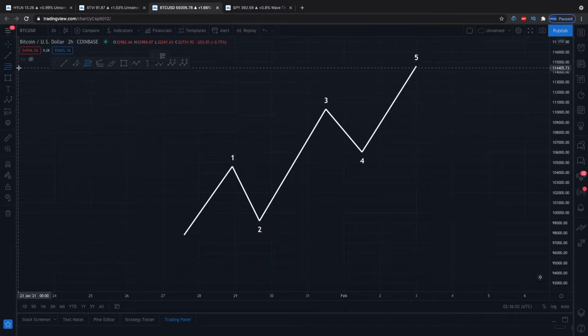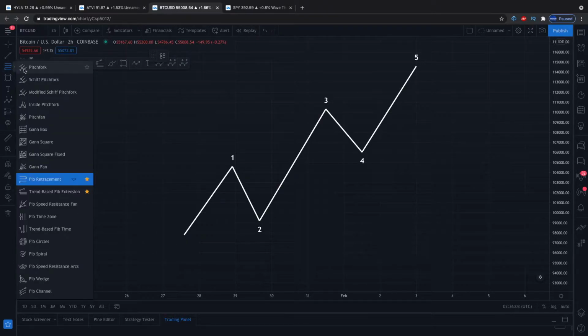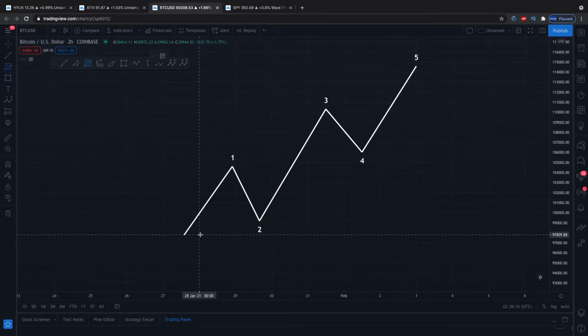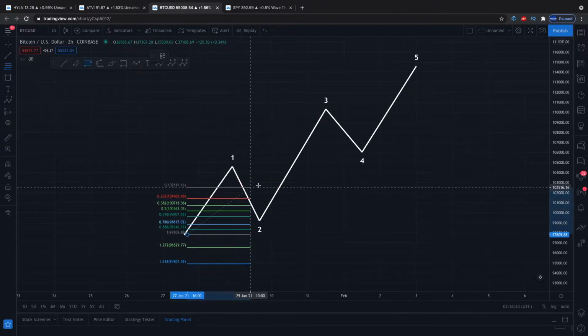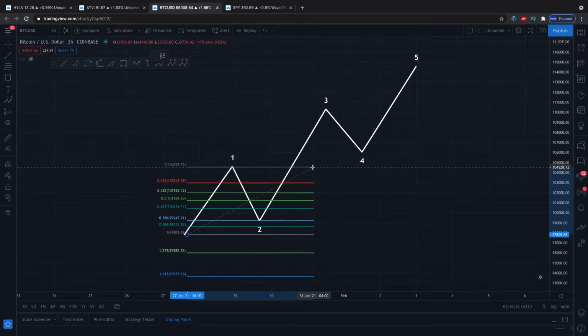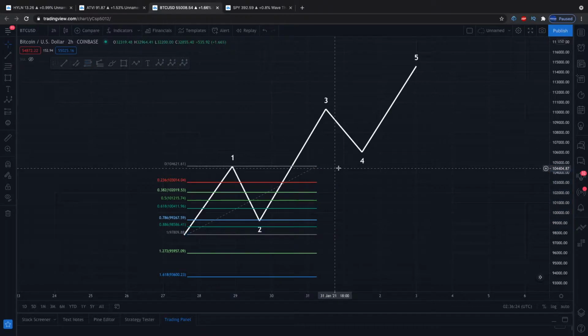To calculate how much wave 2 will retrace of the upwards motion of wave 1, we're going to go to this tool, and in TradingView, this is where it's located. It's the third down toolbar, and we see the tool called Fib Retracement, and we're going to click on this, and we're going to click on the bottom or the start of wave 1, and we're going to drag it up to the top of wave 1, and we get these levels right here, and we're going to click.